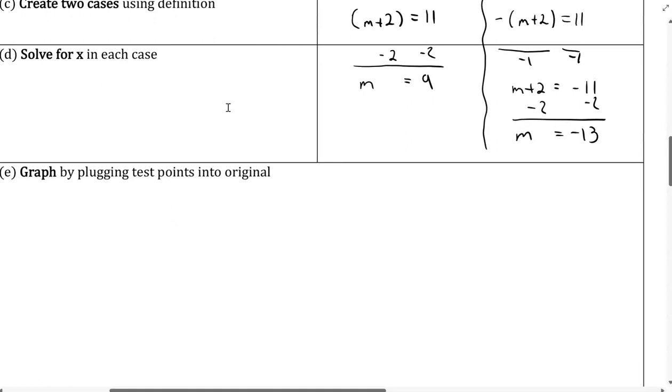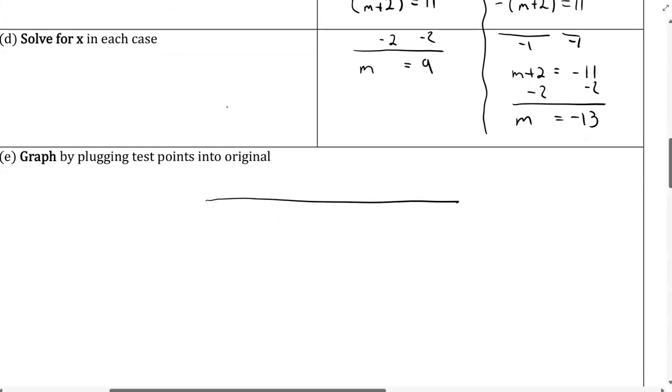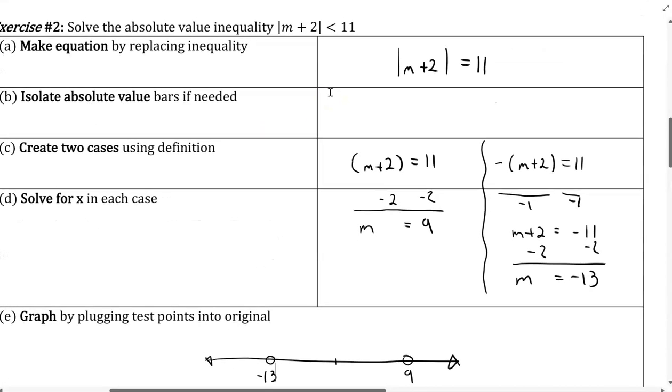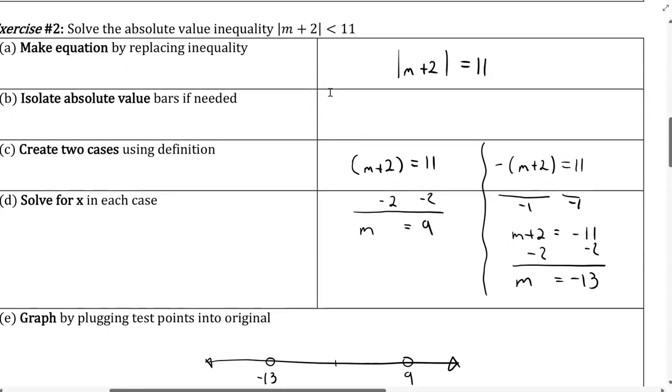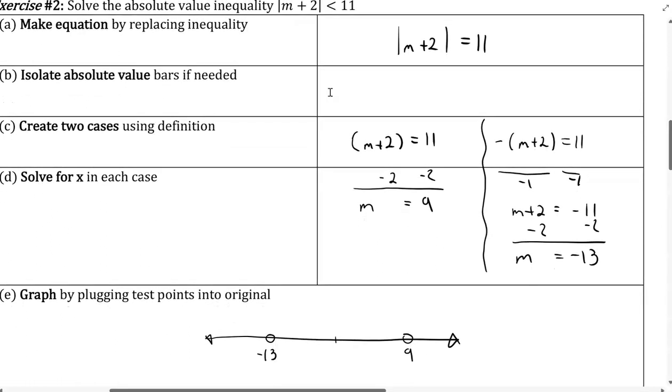Okay, first we're going to create our graph. And then we're going to draw at 9, we'll have a circle, and at negative 13, we'll have a circle. Now in this case, notice that I'm choosing to leave the circles as open, because in the original problem, we did have a strictly less than inequality, which means that we need open circles at 9 and at negative 13, not filled in circles.